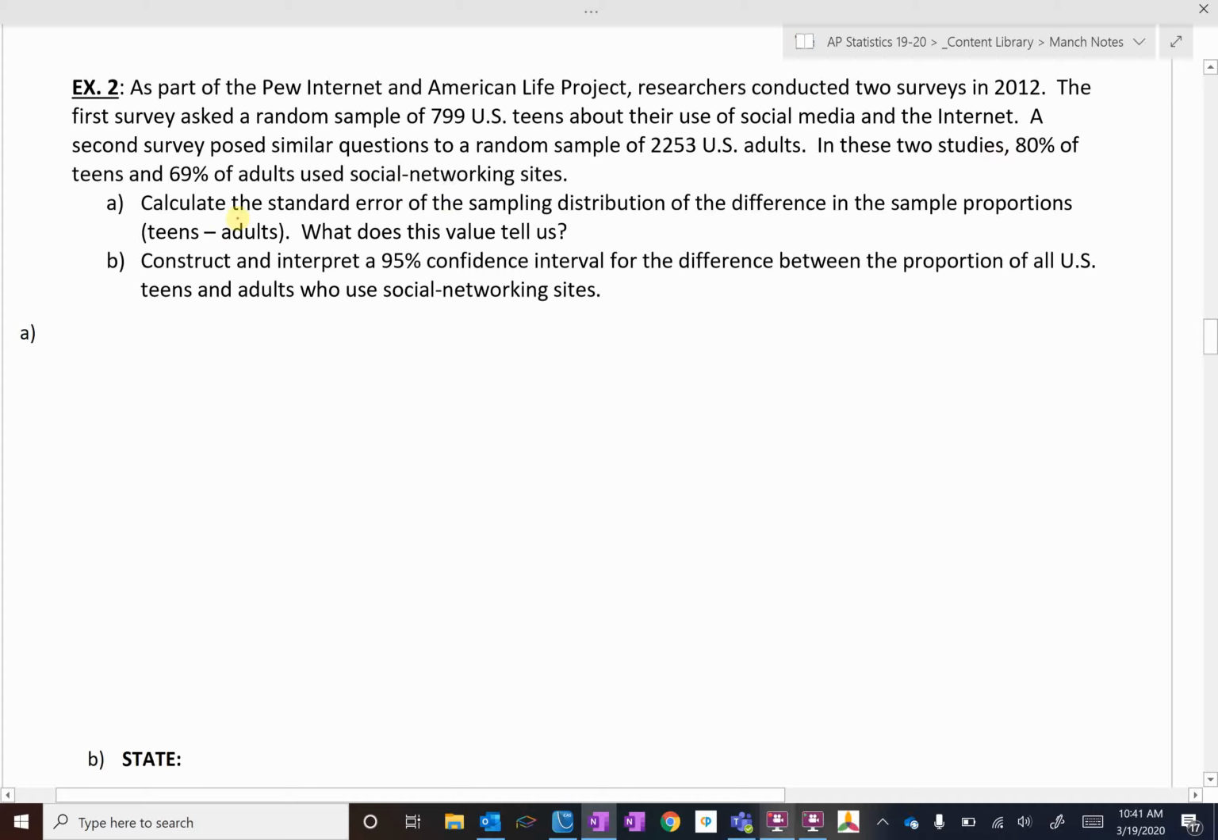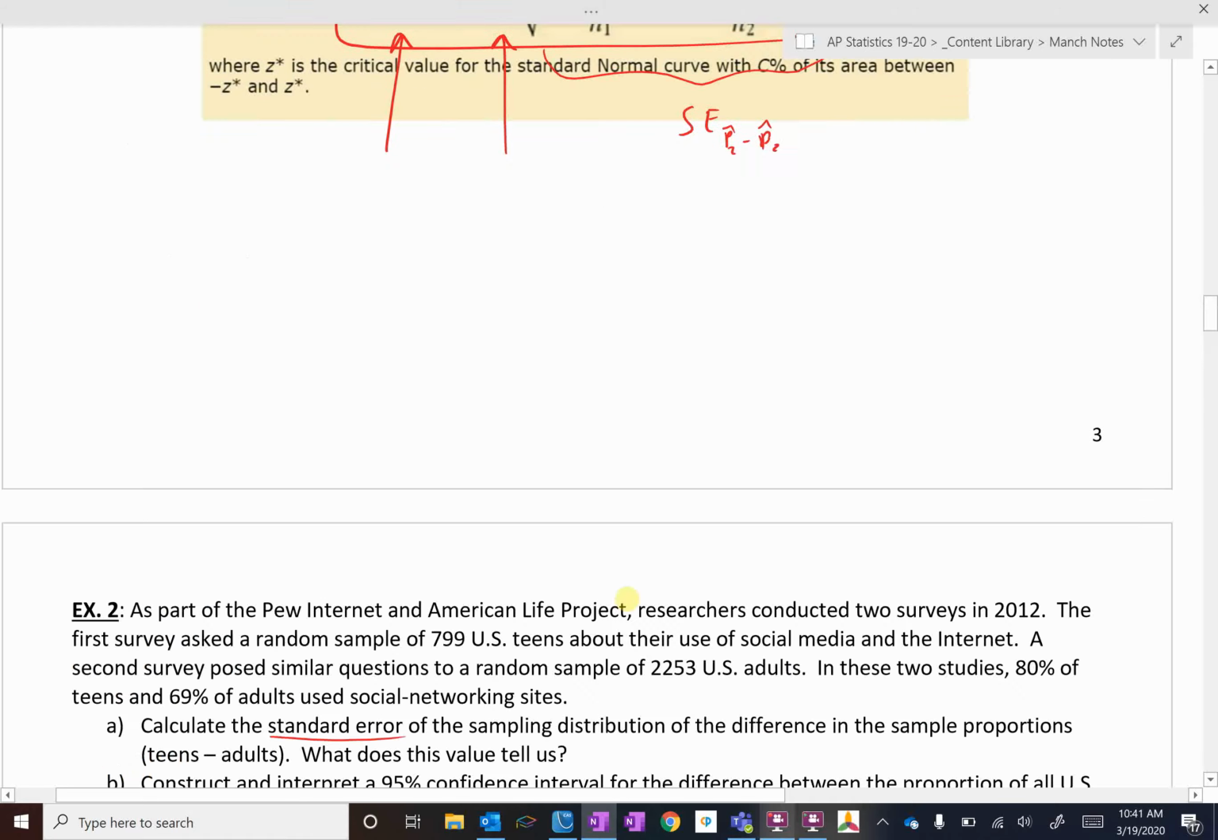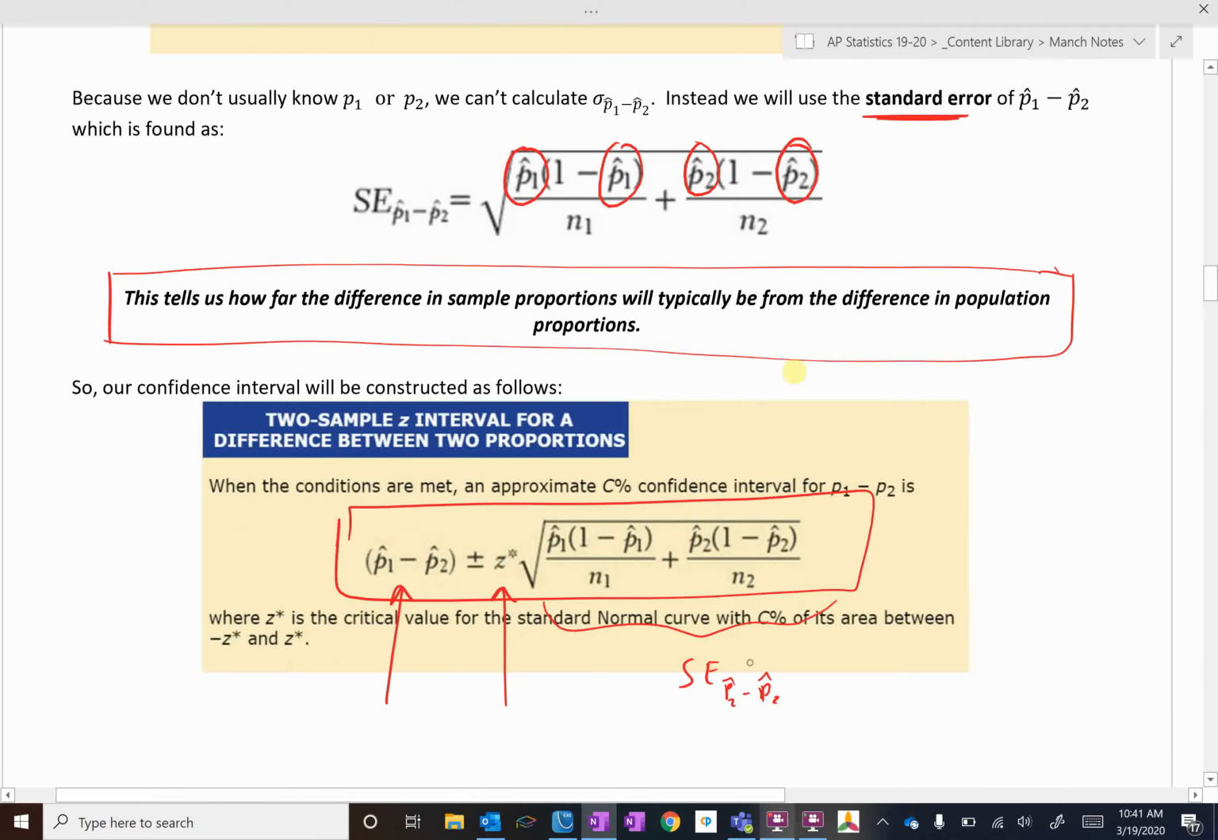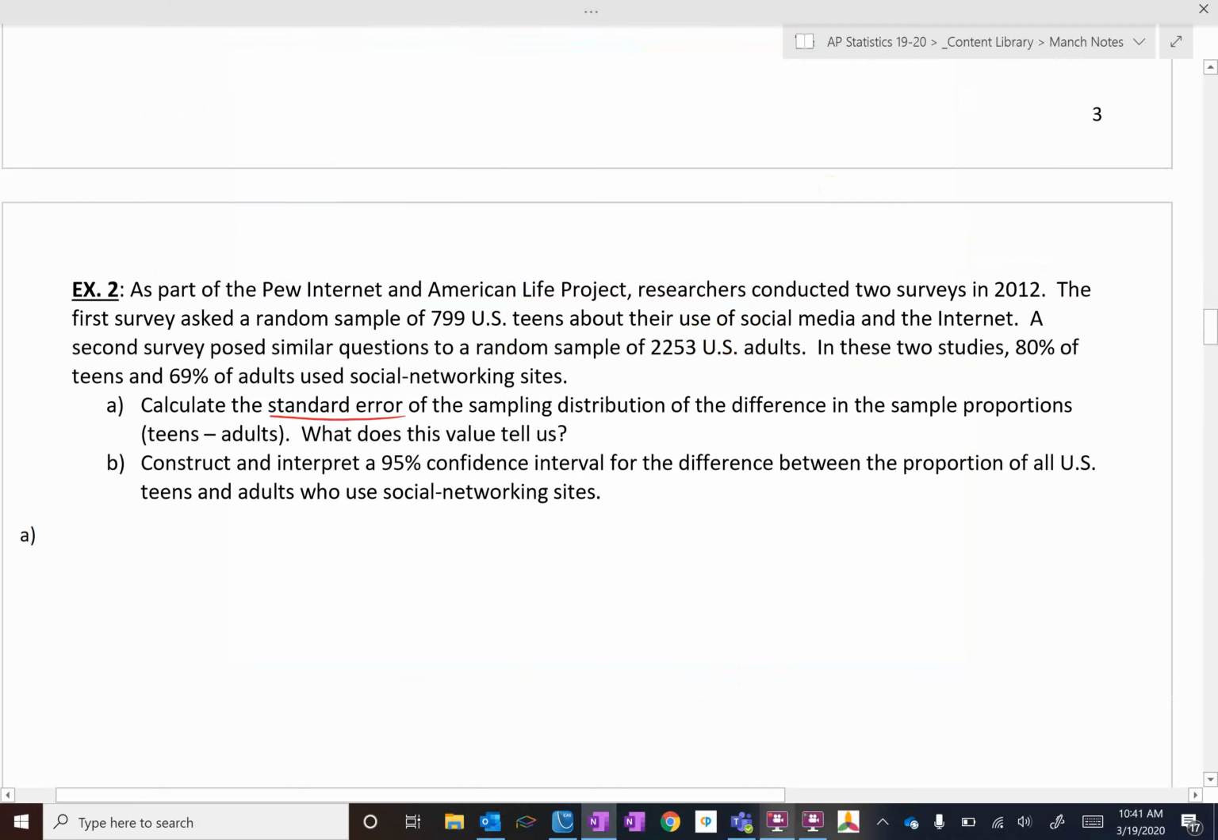So first, we will calculate the standard error of the sampling distribution of the difference in the sample proportions, and then interpret what that value tells us. We just figured out that formula in the previous section here. That's our best guess at the standard deviation of the difference in sample proportions, using the sample proportions rather than the population proportions, which we don't know in this case.